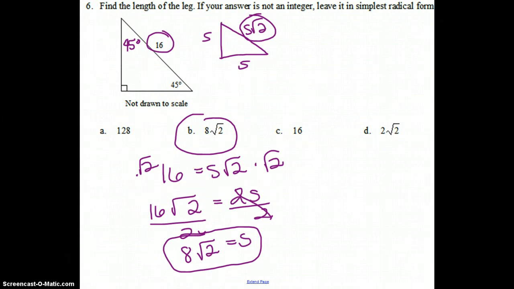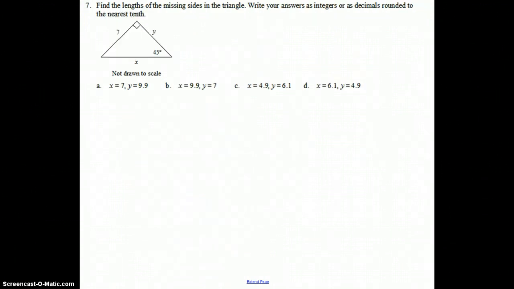Okay, let's look at the next one. Find the length of the missing sides. So this is 45, 45, 90. So this is 7. That makes this one also equal 7. That means that this side, if I'm dealing with, sorry, another one of my pathetic drawings here, 45, 45, 90. If this is S and this is S, then this is S square root of 2. On this one S would have to be 7, which makes this 7 square root of 2.